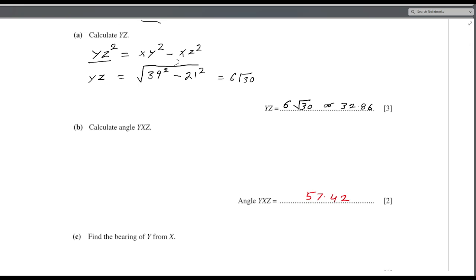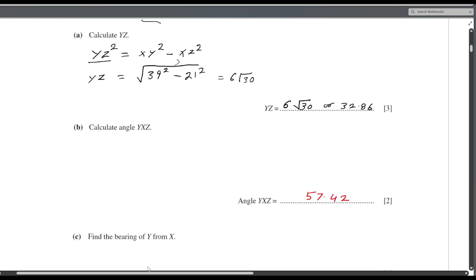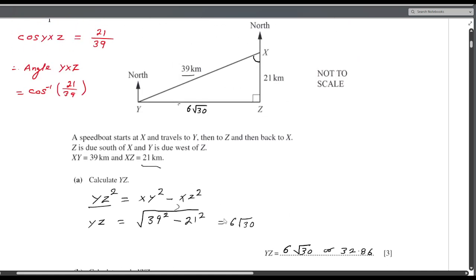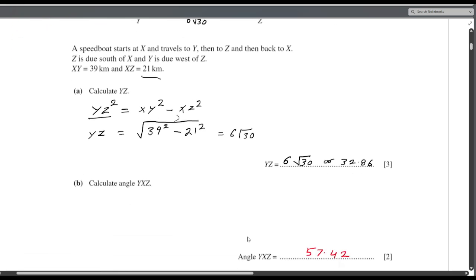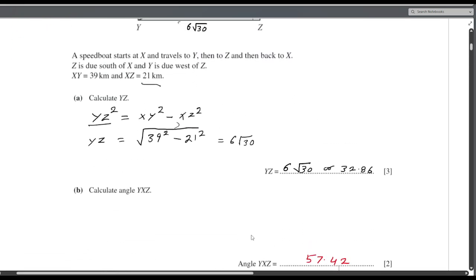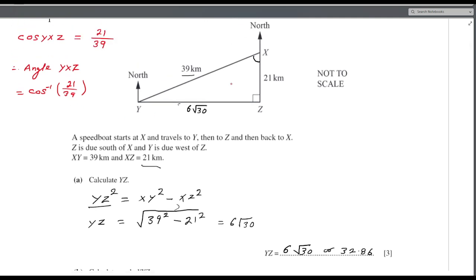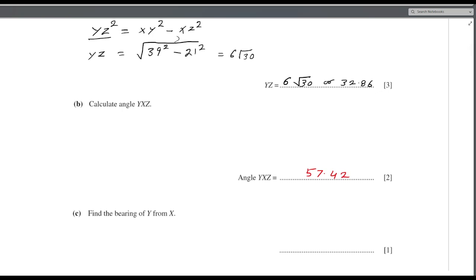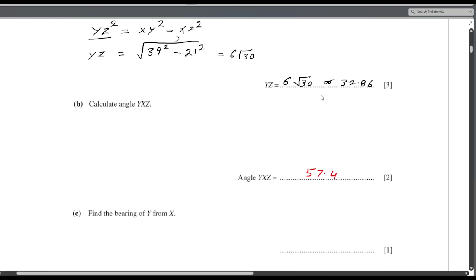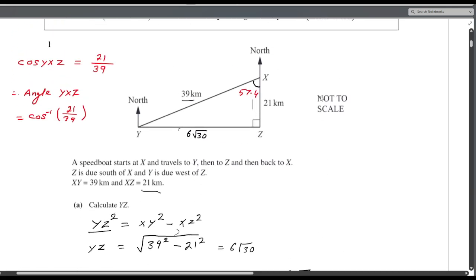Now find the bearing of Y from X. Let me write this angle here, 57.4. Generally when we are writing an angle, up to one decimal place is sufficient. Always check the instructions given in your paper, and based on that, take the steps.